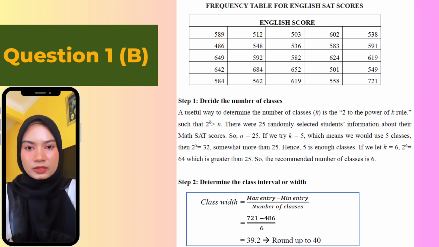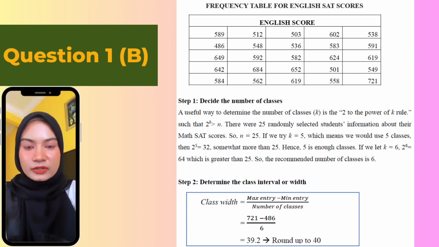Question 1B is the frequency table for English score. I should develop the frequency table for English score with the percent and cumulative percent frequency columns. Based on the frequency table for English score, the number of classes is in grouped data.